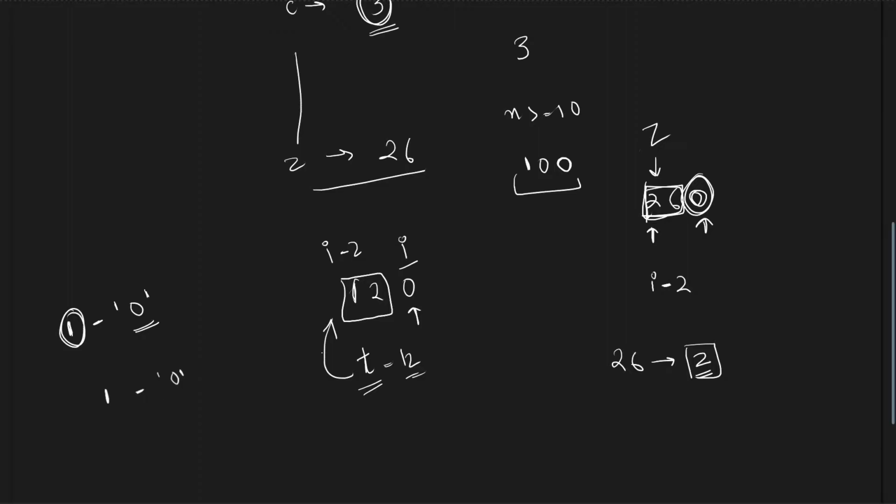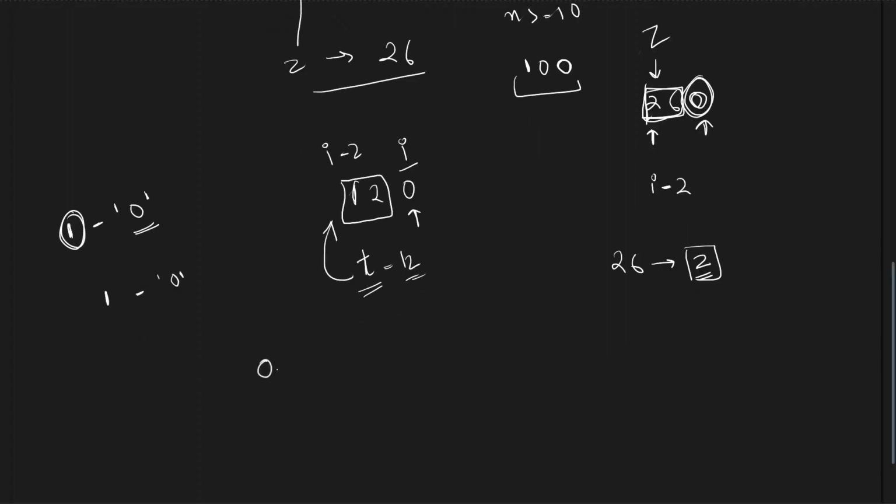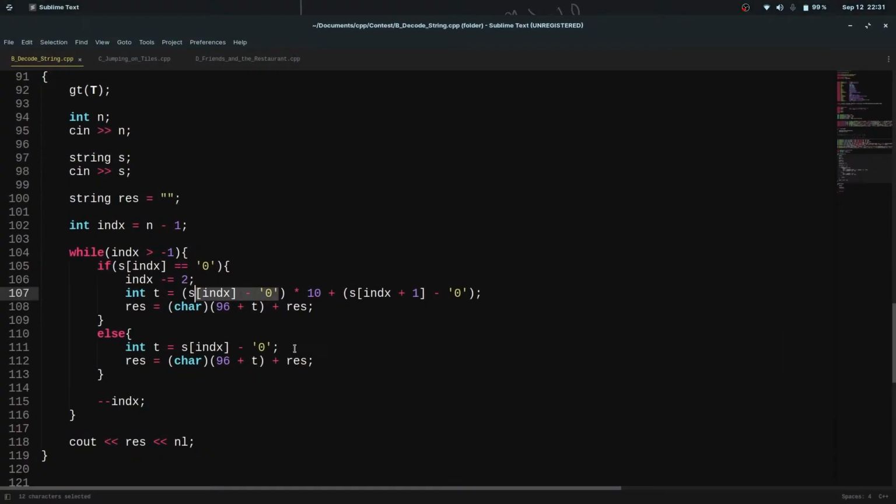So for example, let us assume that the ASCII value of 0 is x and the ASCII value of 1 would be x plus 1, right? So if I do x plus 1 minus x, it would eventually give me 1. So it will give me the value of this particular character in numbers, right? Once I extract it, I can multiply it by 10 and add 2 to it. This is exactly what I have done here. I have subtracted the ASCII value of 0 from it, and from the next, multiplied by 10, and then added s of index plus 1, and again subtracted the ASCII value of 0 from it.